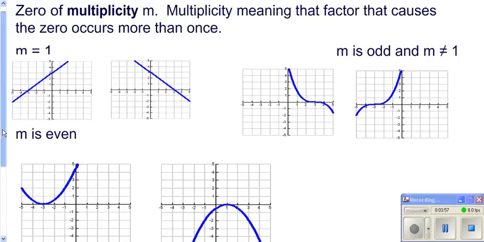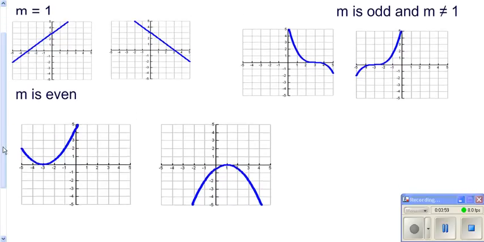If it's even for your multiplicity, then it's really just going to be touching your axes there and bouncing off. Whether it touches and bounces off from above or touches and bounces off from below doesn't really make a difference. But that's what's going on when you have an even multiplicity. It never really crosses to the other side. It only crosses to the other side if it's an odd multiplicity, and we talked about the odd multiplicity of 1 here.